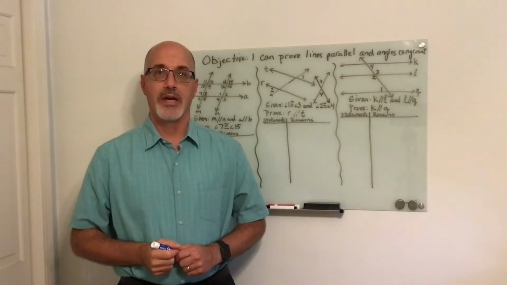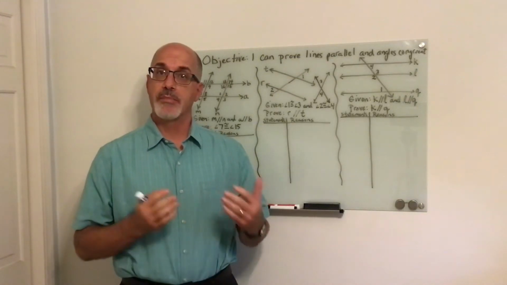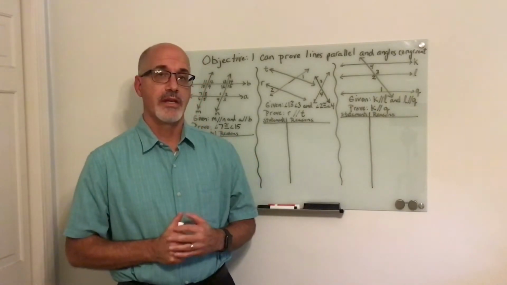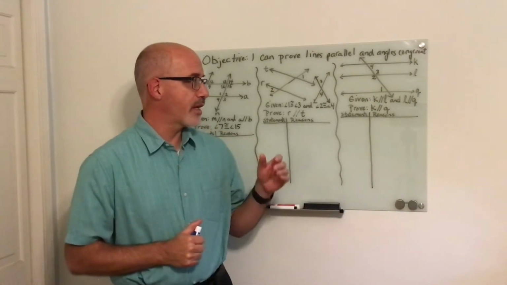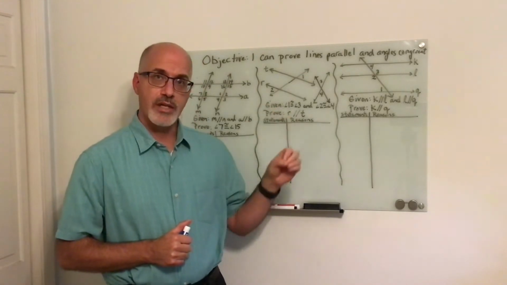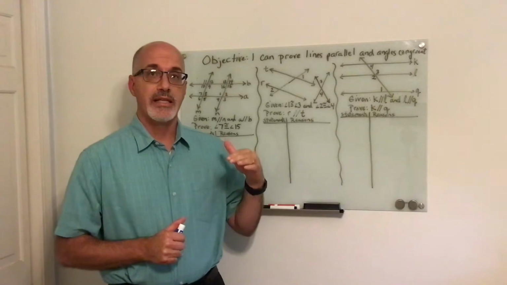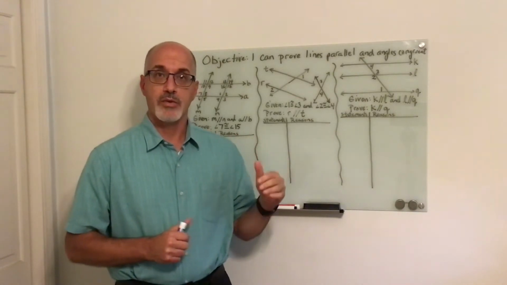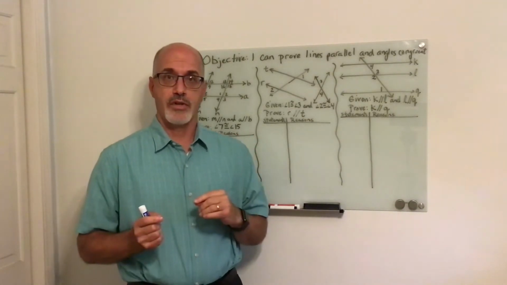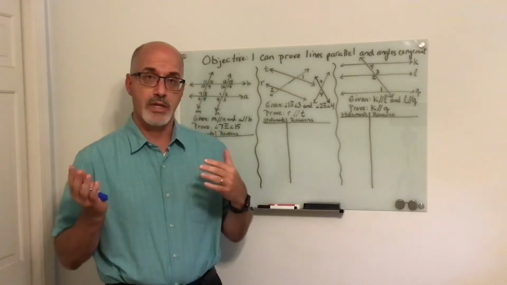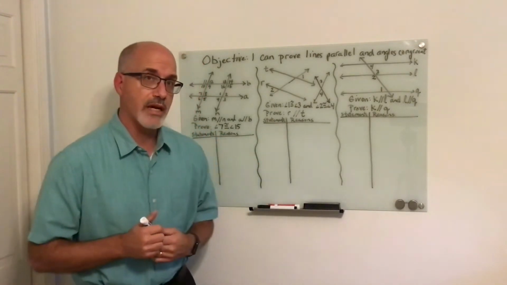This lesson will be on proving either lines parallel or angles congruent once we have parallel lines. What I want to focus on in this is not only constructing the proofs, but also recognizing that these theorems that I'm going to use, their converses are also true. So we can use either direction. We can use the original theorem or the converse.